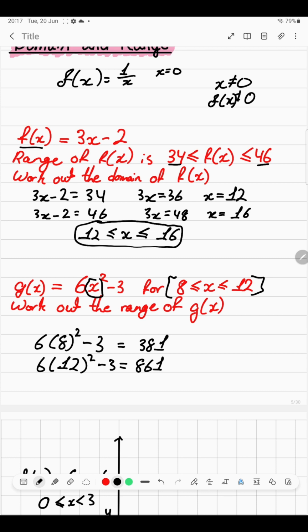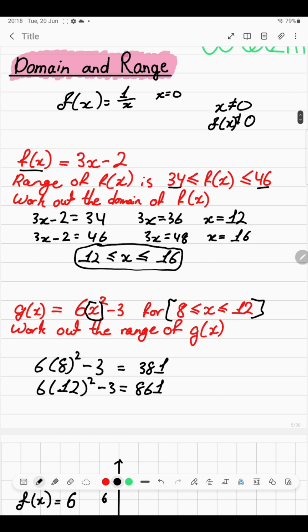861. And then you do the same in terms of g of x, so you put g of x, say 381 and 861, and that's your answer.